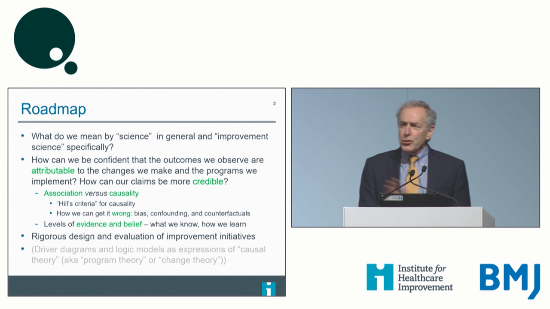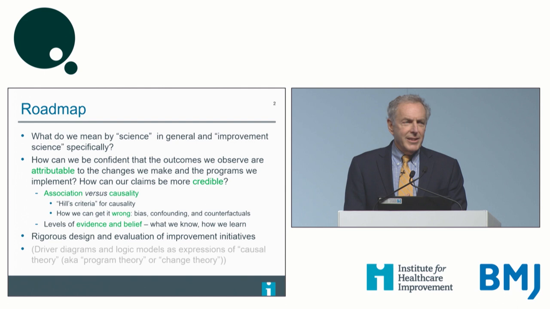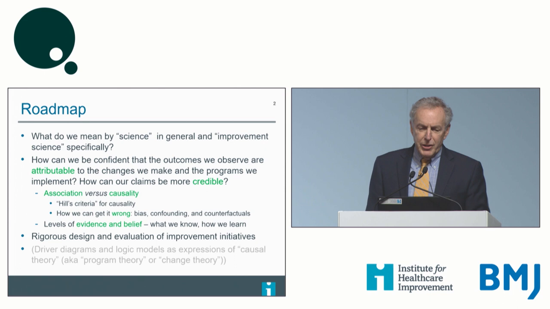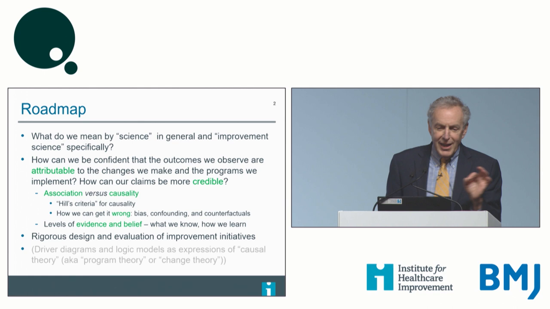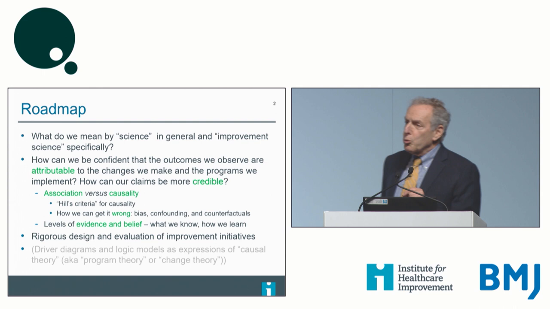Here's the roadmap for what I'm going to try and do. First, we're going to briefly talk about what science is. I know you all know what science is, but it doesn't hurt just to give it a definition. And then we'll talk about how we can be confident that the outcomes we're observing are actually attributable. And you'll notice I put a lot of words in green. I hope you can see that when I want to emphasize them. What we're seeing is attributable to the changes we're making and the programs that we're implementing.